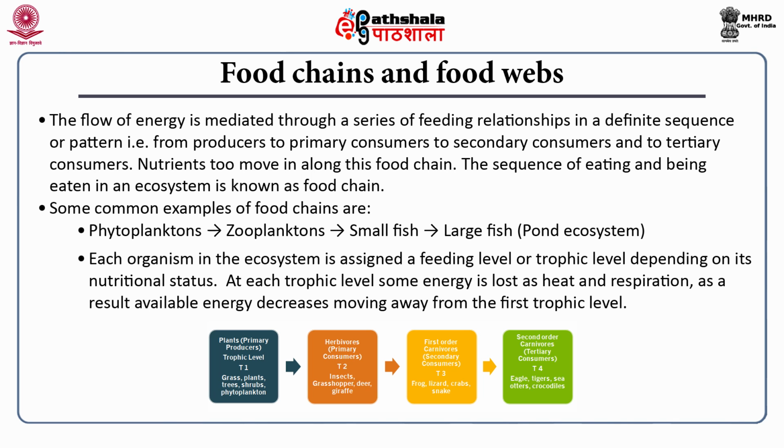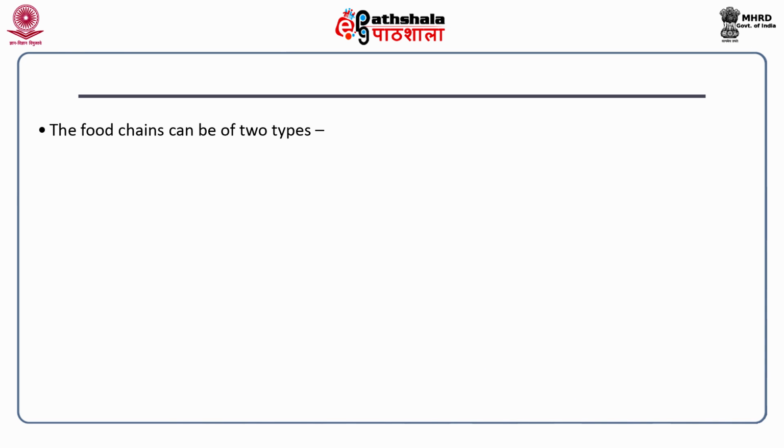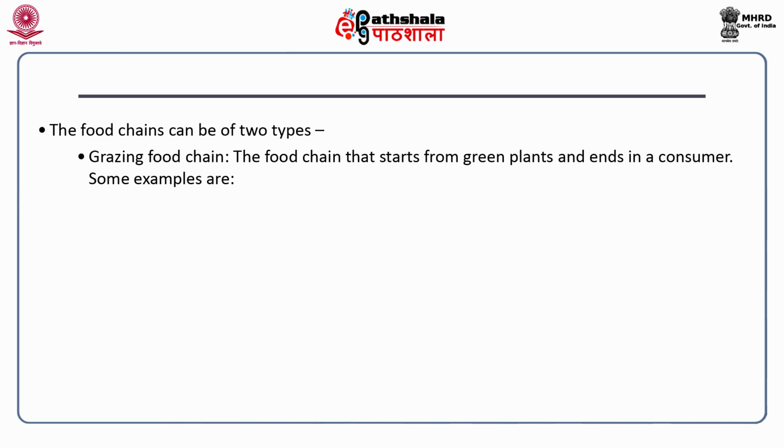At each trophic level, some energy is lost as heat and respiration. As a result, available energy decreases, moving from the first trophic level to the last trophic level. The food chains can be of two types: grazing food chains and detritus food chains. A grazing food chain starts from green plants and ends in a consumer.